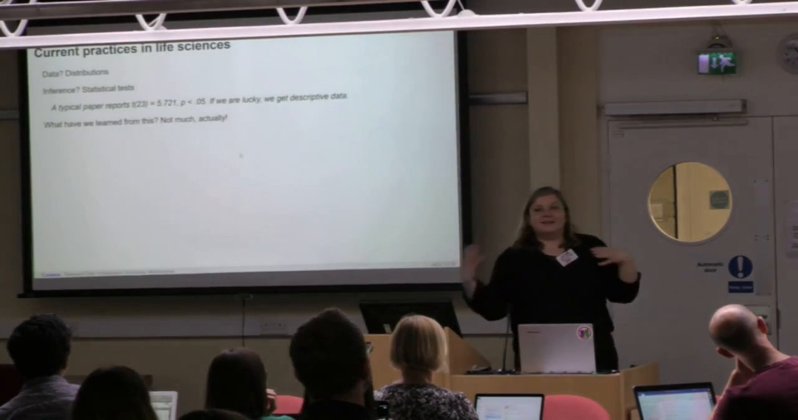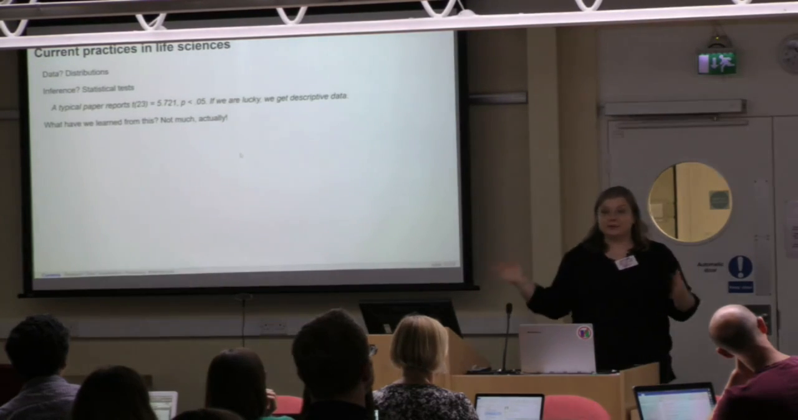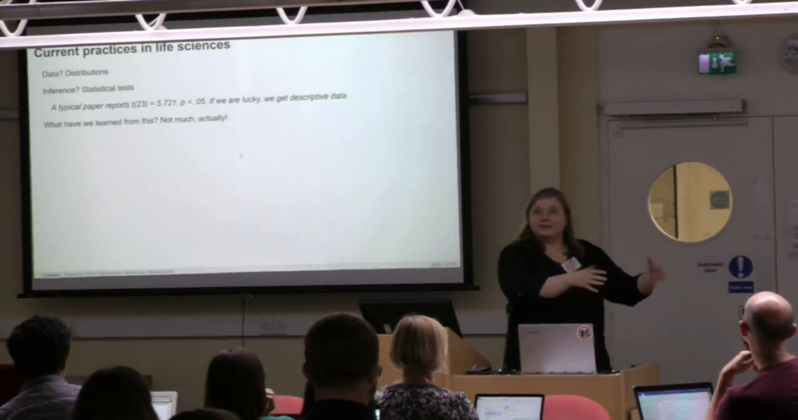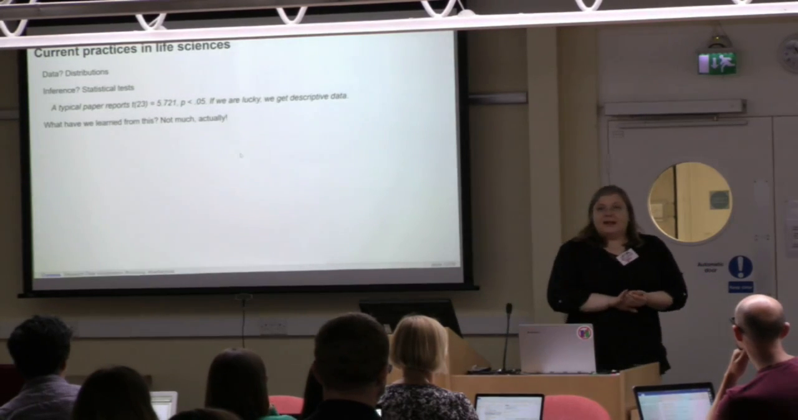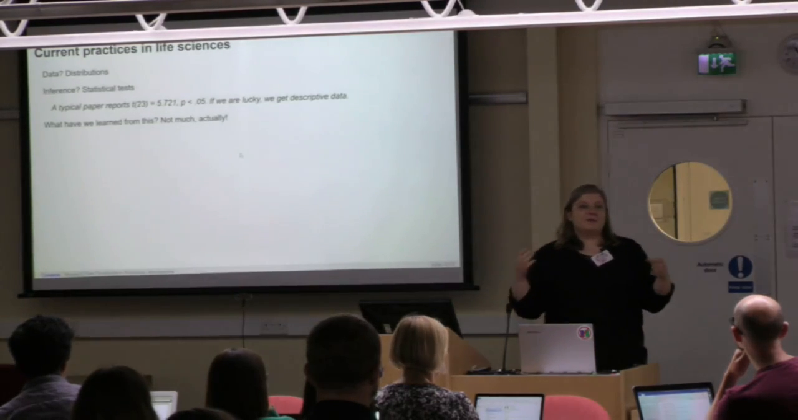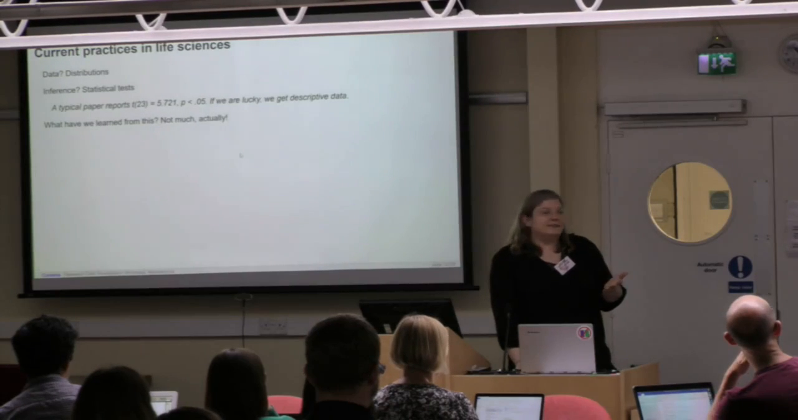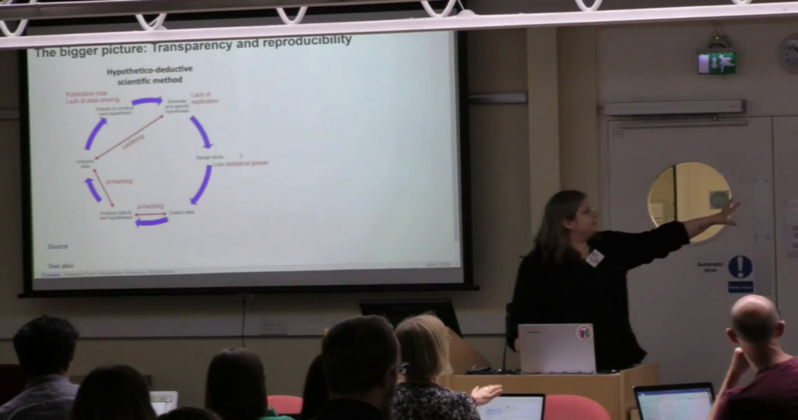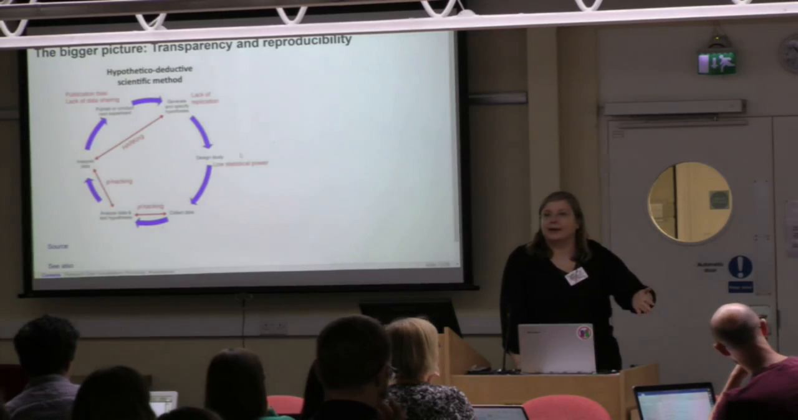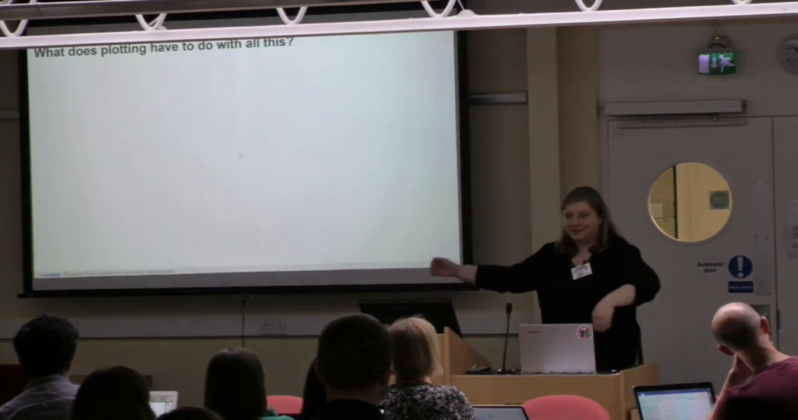So that is connected to the current practices in life sciences. What kind of data are we mostly dealing with? It's distributions. We sample repeatedly from an underlying population or effect, so we get a distribution. And then we do inference on it with statistical tests. So we report, it's significant, and we're really happy. But actually, that doesn't tell us anything. You can manipulate p-values, and they don't tell you anything about whether the effect will show up when you try to replicate it.